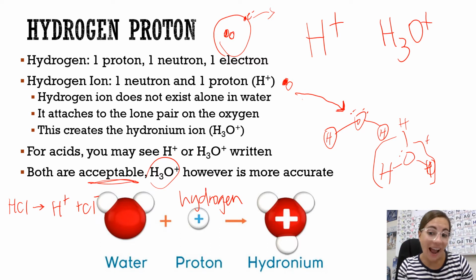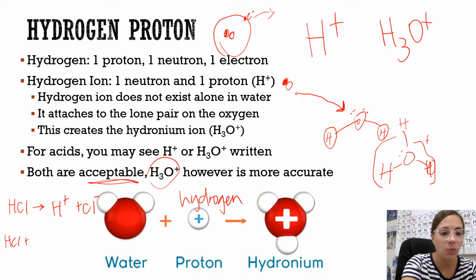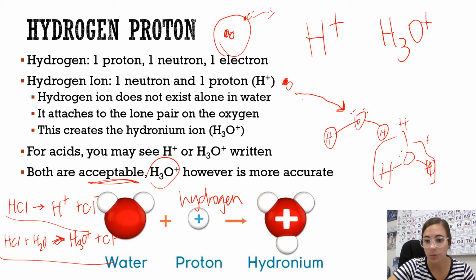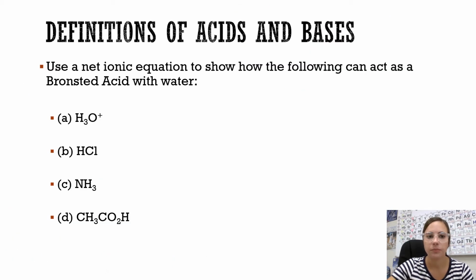So the more accurate representation of what's going on here is that HCl with water becomes hydronium and chloride. So if you were to be asked for the dissolution of hydrochloric acid in water, either one would be acceptable. What you've got to be able to do is, when you see either one, you need to know that they're the same.